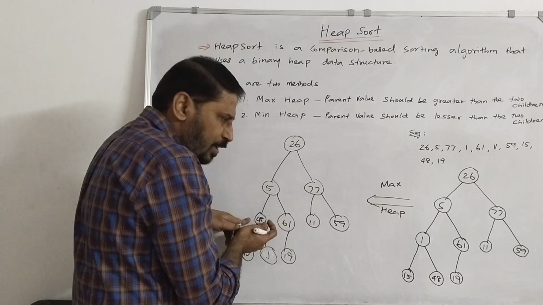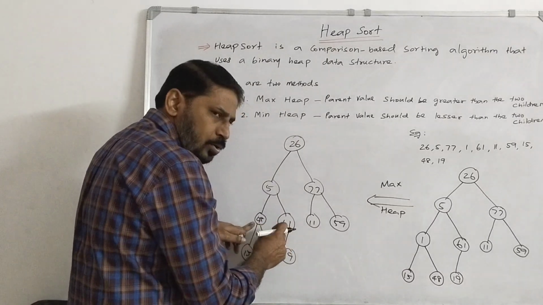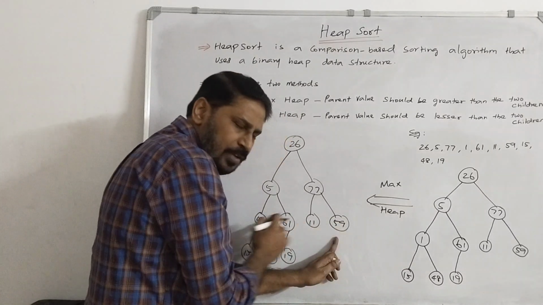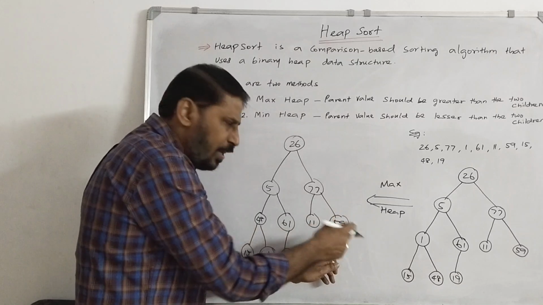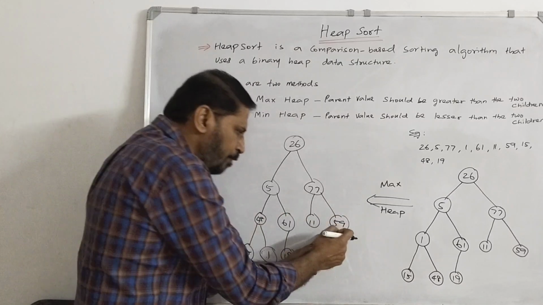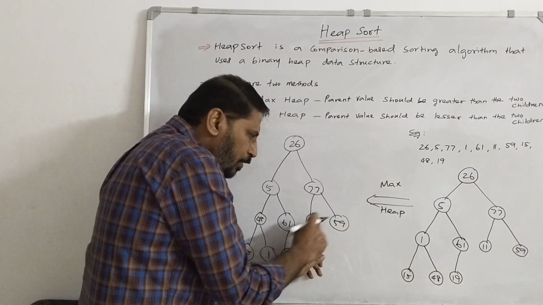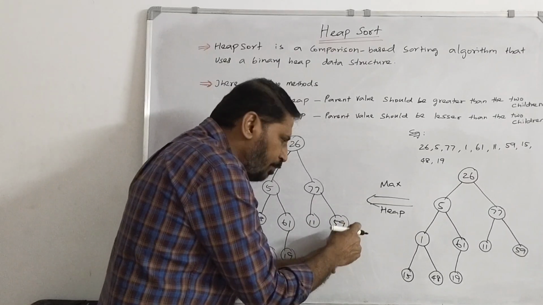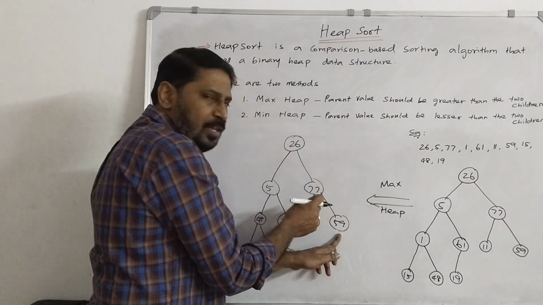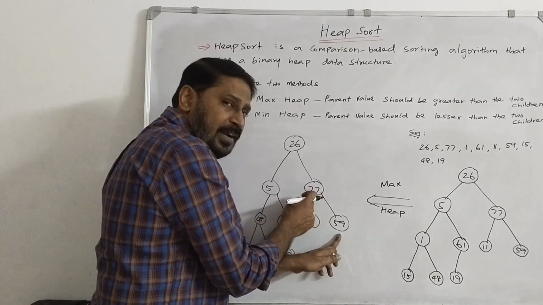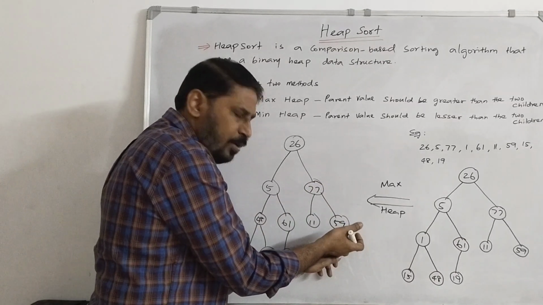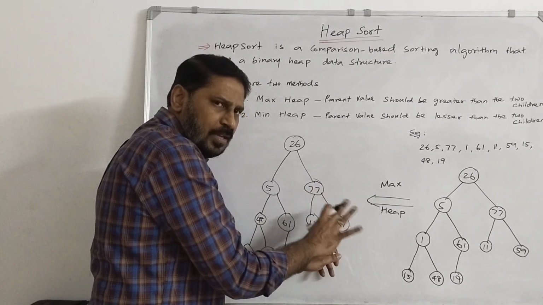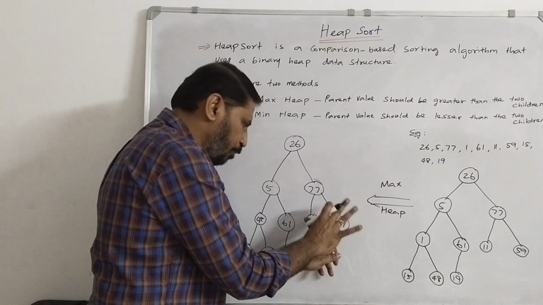When I come to the previous level, I am not taking these two nodes. First I have to take from right to left. So whenever I am comparing, I come from right to left. So 59 and 11 are compared. 59 is the bigger number. This 59 is compared with the parent node 77. Already 77 is a bigger number, so that's why we are not doing anything this time.